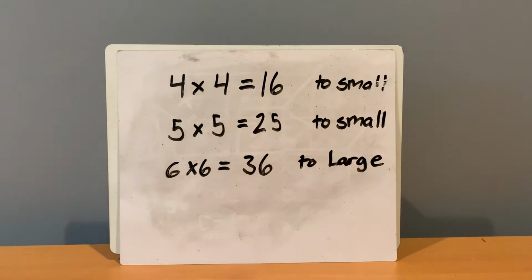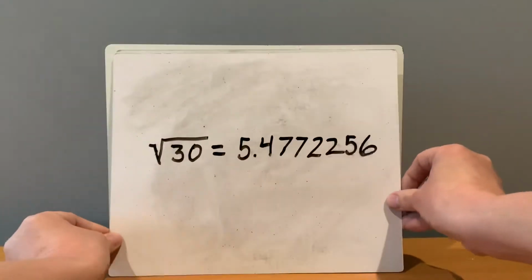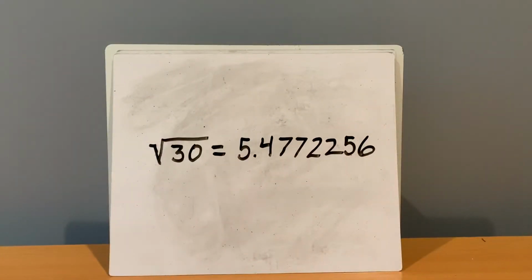Now, if we use the square root key on a calculator, we get the square root of 30 equals 5.4772256. This result is reasonable because the square root of 30 is a number between 5 and 6.